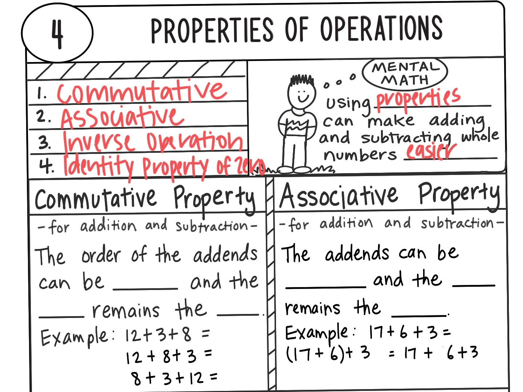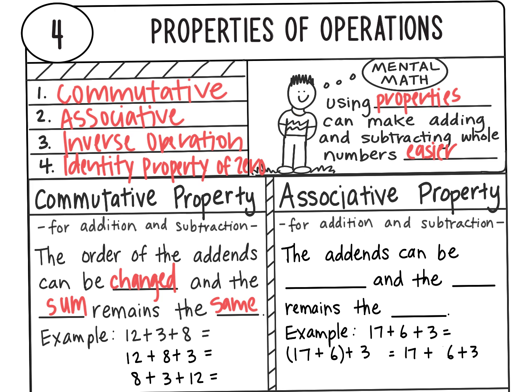So if I'm looking at the commutative property for addition and subtraction, it says the order of the addends can be changed around. The order of the addends can be changed, and the sum remains the same. Same thing is true for multiplication. If I were to have, looking at this example, 12 plus 3 plus 8, I could reorder that and do 12 plus 8 plus 3. Or I could do 8 plus 3 plus 12. It doesn't matter the order that I add them in because I'm just combining all of those together.